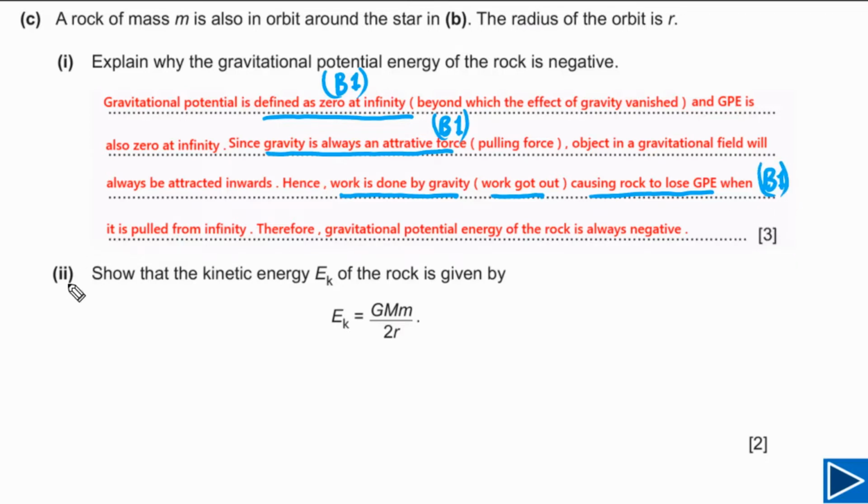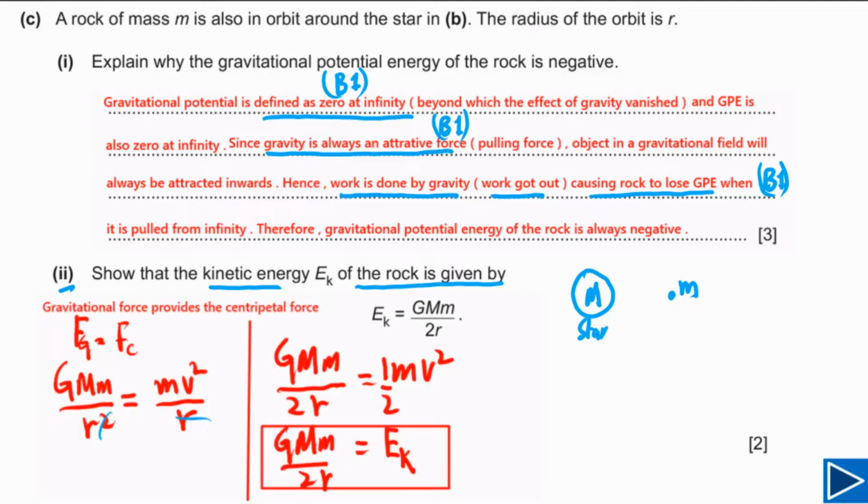The second part, C2, is asking us, show that the kinetic energy of the rock is given by EK is equal to capital G, capital M, small m over 2r. So in this case, this is our star and the mass of the star is capital M. And the rock is here orbiting around the star and the mass of the rock is m. Now we need to show that kinetic energy of the rock is given by this. I have already done so. Let me look at my answer and explain it with the help of my answer.